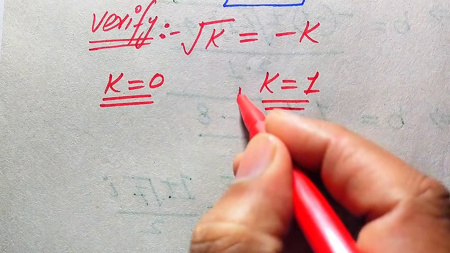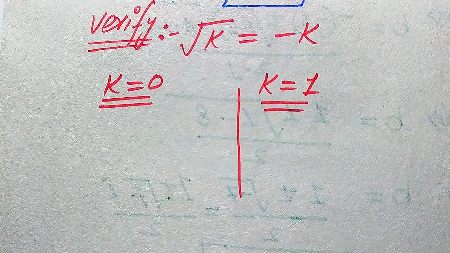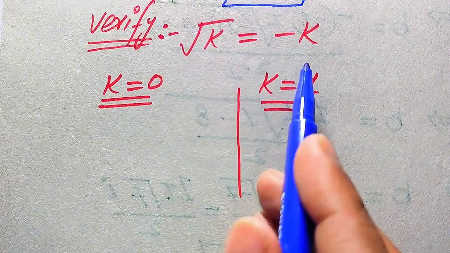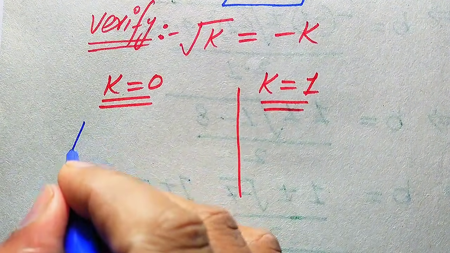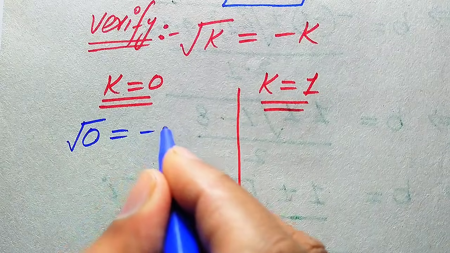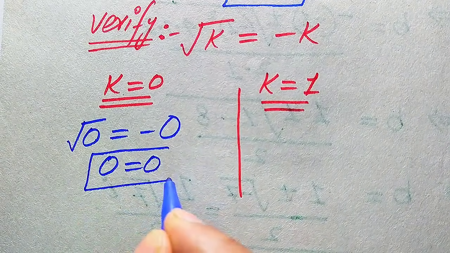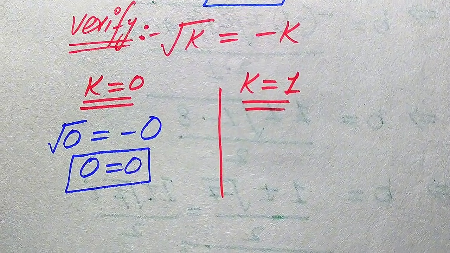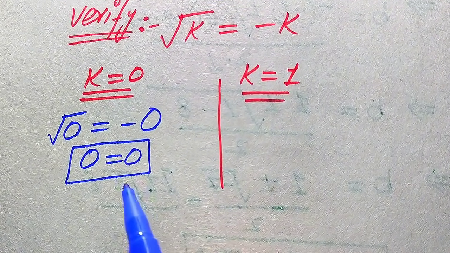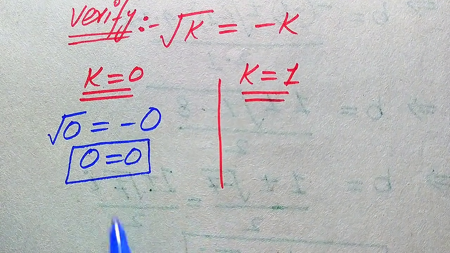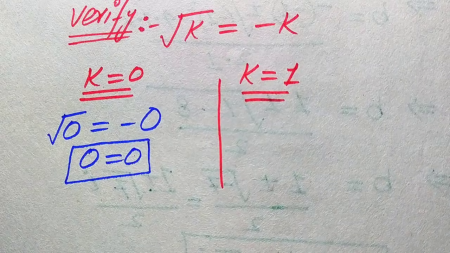First we verify k equals 0. When we put k equals 0 on both sides, it is written as the square root of 0 equals minus 0, and we easily get 0 equals 0. This shows that both sides are equal, which means that the value k equals 0 satisfies our given question statement.